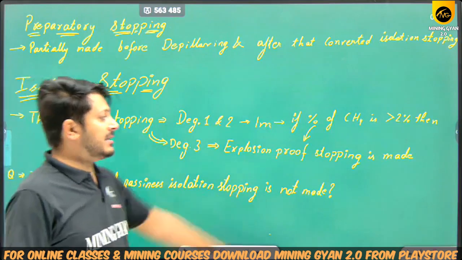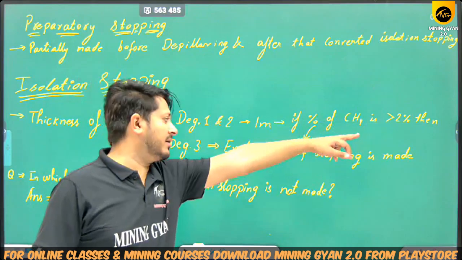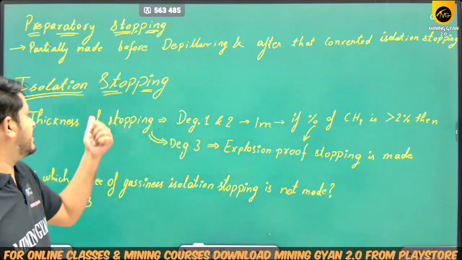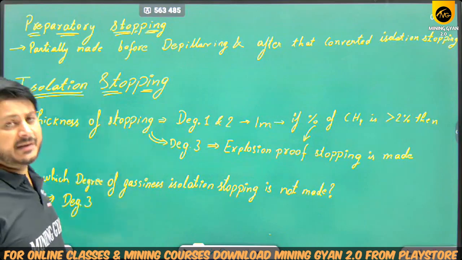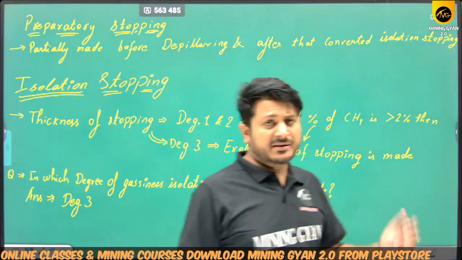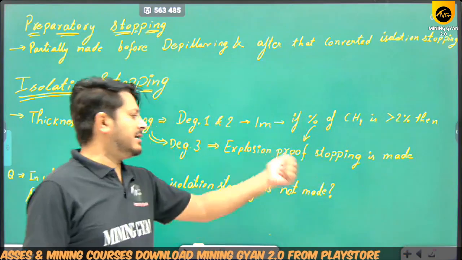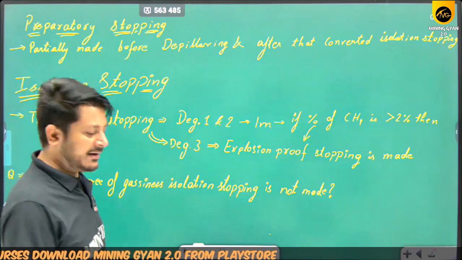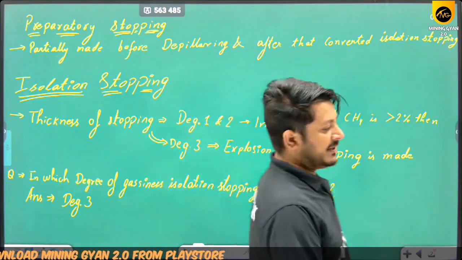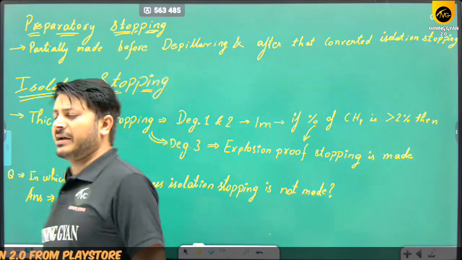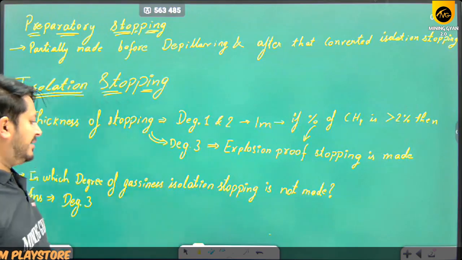But if the percentage of methane is more than 2%, then isolation stopping is not made in degree 1 and degree 2 mines, or if you have made the isolation stopping, then it will be converted directly into the explosion proof stopping. If we talk about degree 3 mines, isolation stopping is not constructed there. Directly we construct the explosion proof stopping in degree 3 mines.